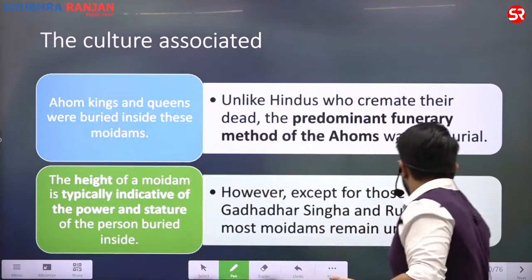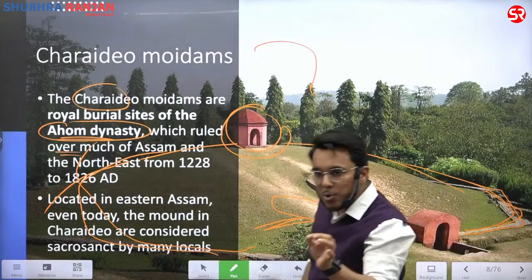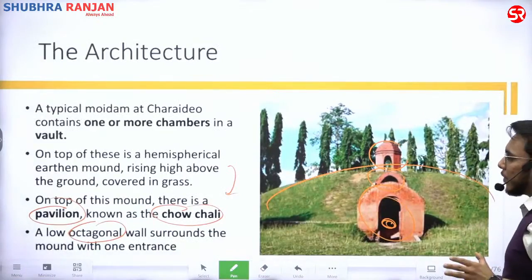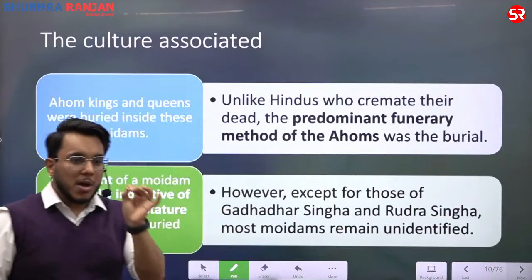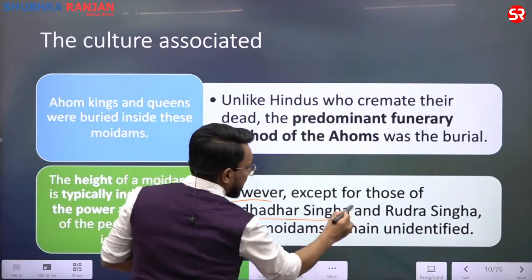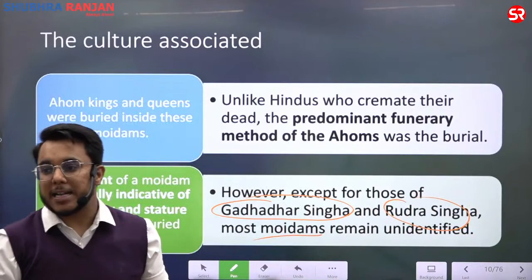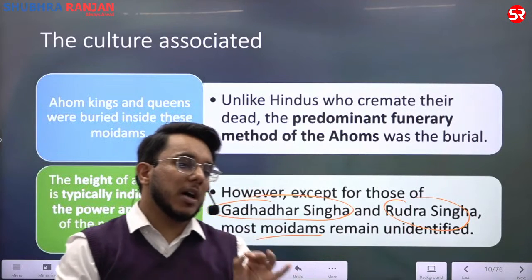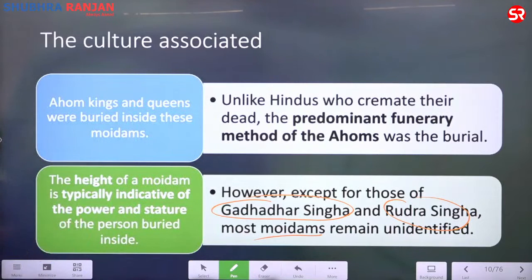Now the moidams that have been located in Charaideo are particularly of the royalty, that is the king and the queens. We have many such moidams here, but we know for sure two moidams, for example the moidam of Gadadhar Singha and Rudra Singha. Other moidams have not been properly identified as to whom they actually belong. But we know for sure that they belong to the royalty, that is the king and queens or the immediate family of the king and queens. Is it clear or not?